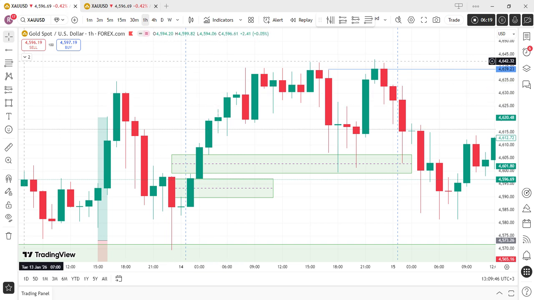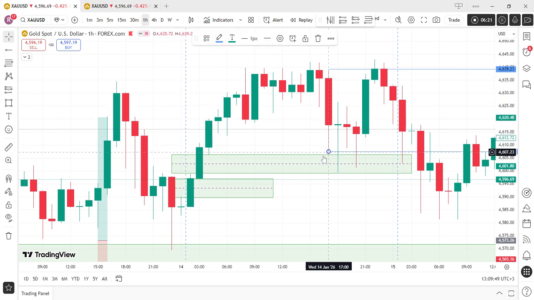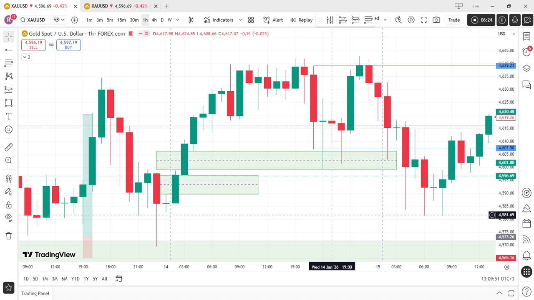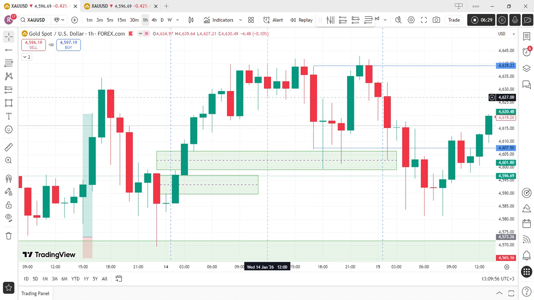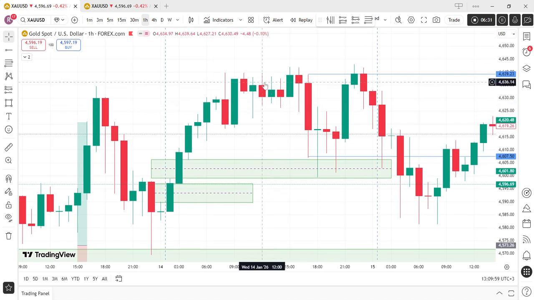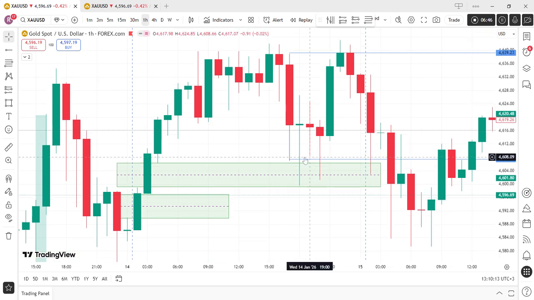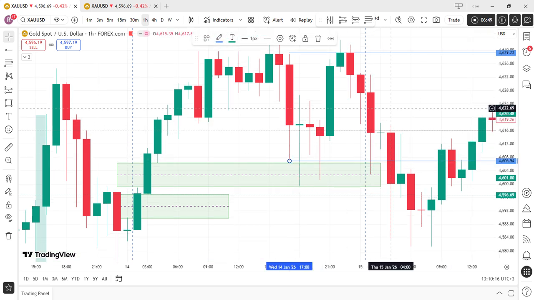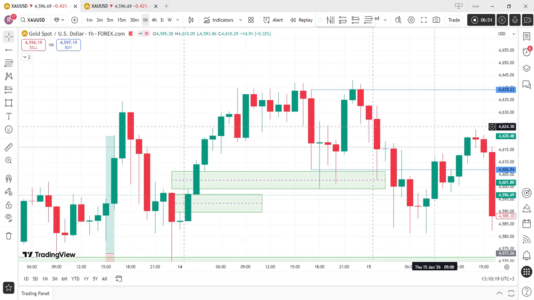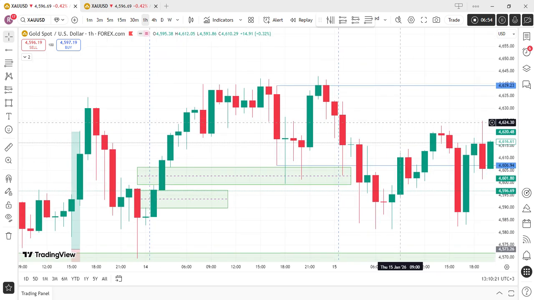One thing with ICT that I came to realize recently is that for you to get the full picture, you have to learn everything. Apart from the silver bullet, in the same setup here we have the Judas swing, whereby the Asian highs were taken. There are a lot of ICT confluences. If you just want to trade one simple thing, yes, you're going to make money, but you're not really going to uncover the secrets of the markets.